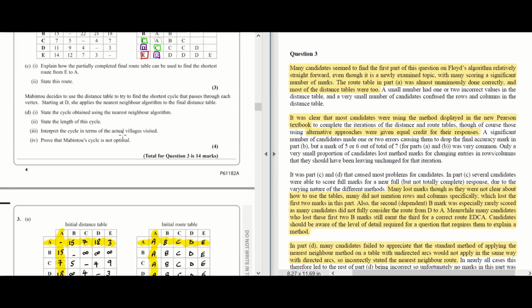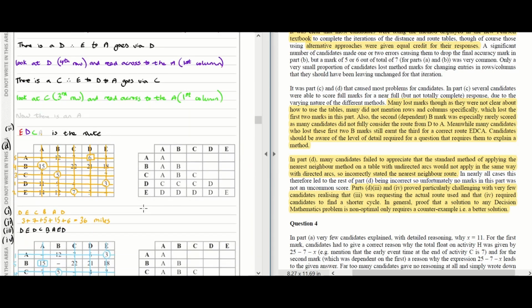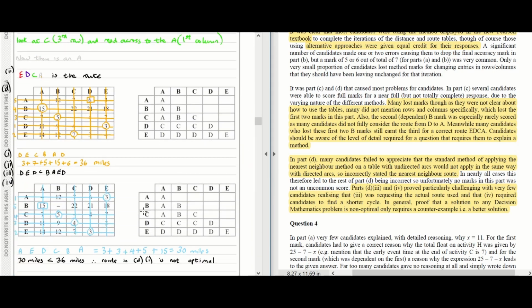Part D, that was quite challenging. If I actually show you my solution to part D, many candidates failed to appreciate that the standard method of applying the nearest neighbour method on a table with undirected arcs will not apply in the same way with directed arcs, so incorrectly stated the nearest neighbour route. I was one of those when I initially did this paper. I was looking at the columns first instead of the rows. So that's quite an important advice. Look at the rows before the columns. Get into that habit. And because they were unfamiliar with that, the other parts of the questions were wrong.